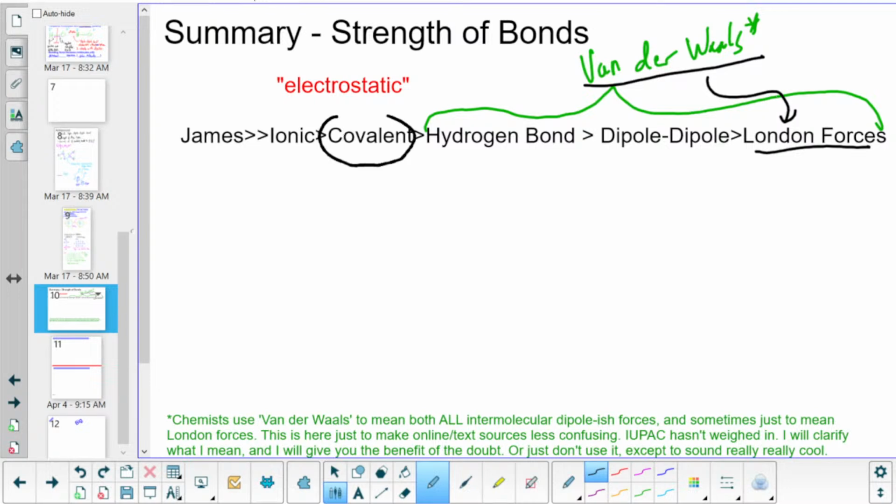Now, covalent bonding is due to what? What's holding that together?